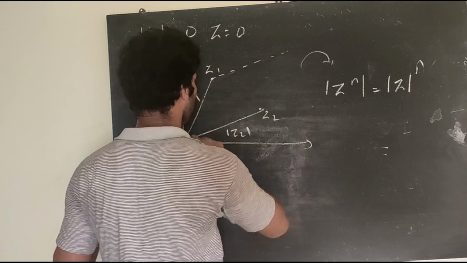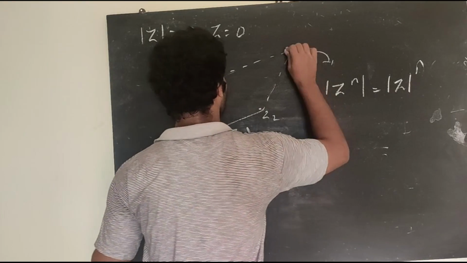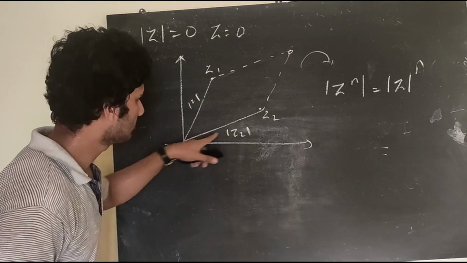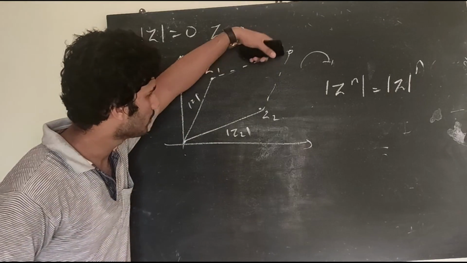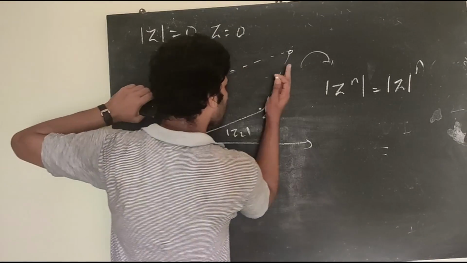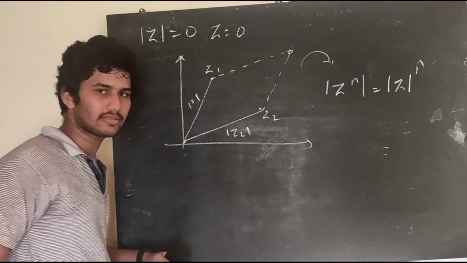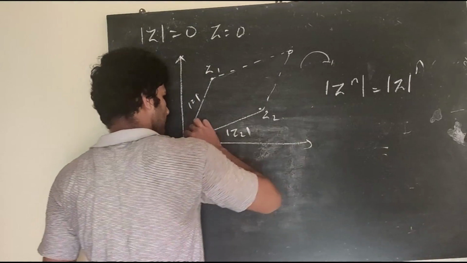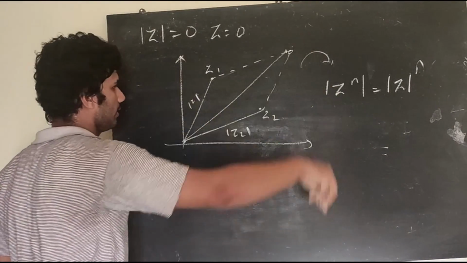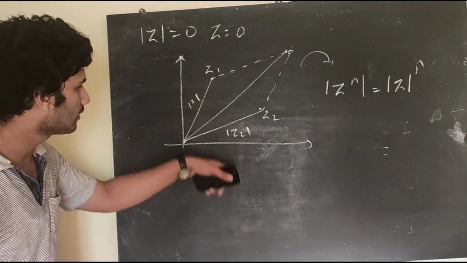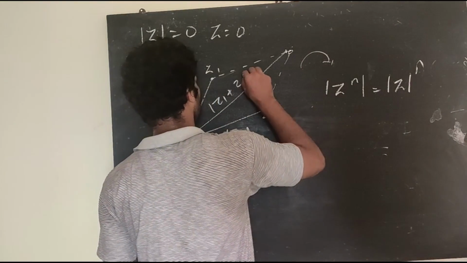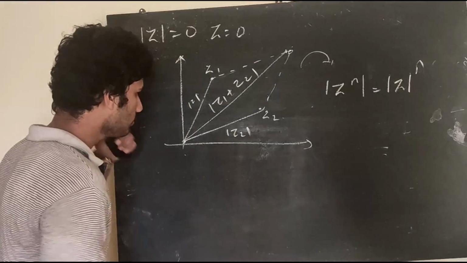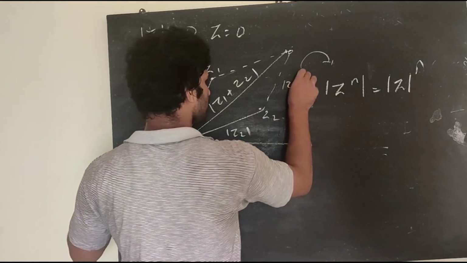the same thing over here and here, this vector I just copy pasted here, and this vector also I copy pasted here in the same alignment, the same axis. So this diagonal gives my resultant of Z1 and Z2. That is modulus of Z1 plus Z2. Now this is Z2, this is modulus of Z1.